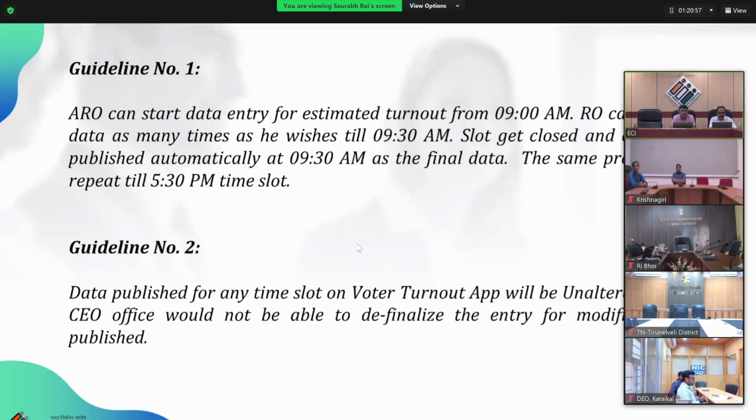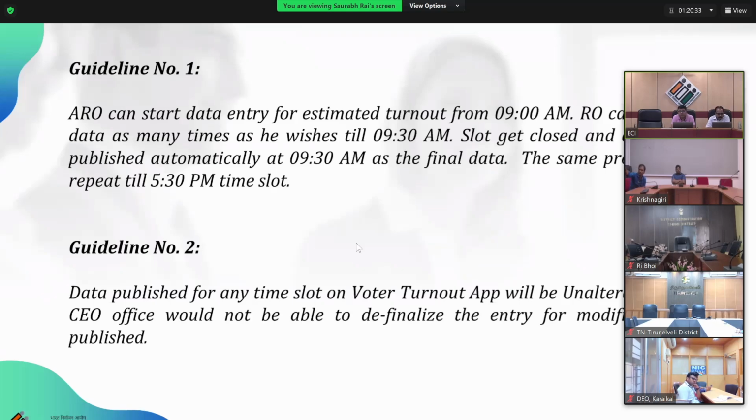So ARO can start the data entry at 9 a.m. and this window will remain open from 9 till 9:30. In between this half an hour, as many times as the ARO wants, he can change the data, but whatsoever is the last data entry will get published. It will not be allowed at any level of officers to get it edited.